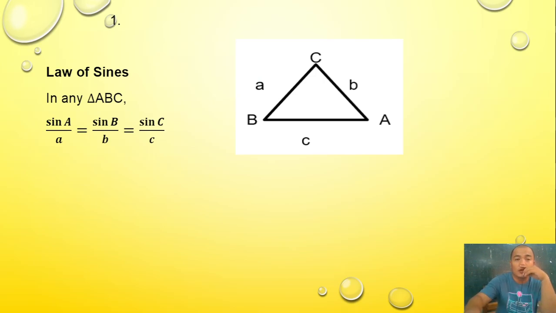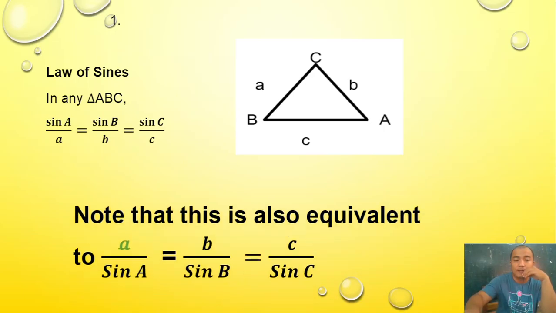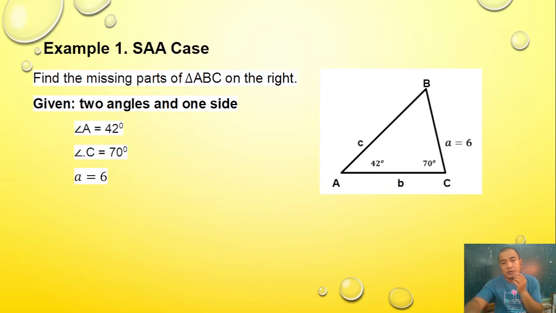Here is the formula of the law of sines. You know that already. Sin A over a equals sin B over b equals sin C over c. Very useful in solving the missing sides of oblique triangles. We can also get the reciprocal: a over sin A equals b over sin B equals c over sin C. That's also possible. So let's have an example.